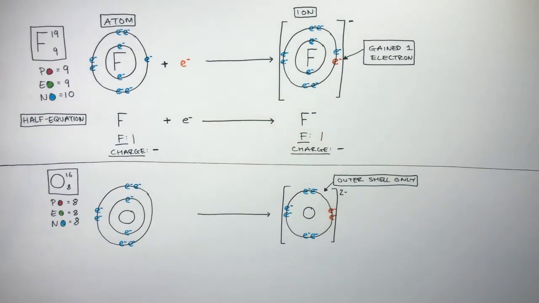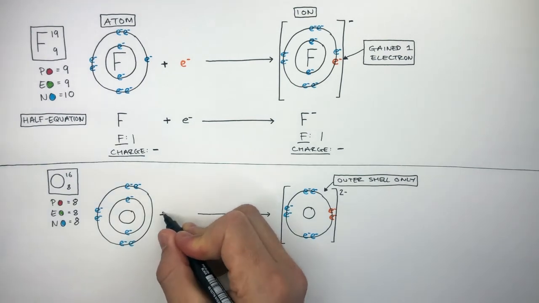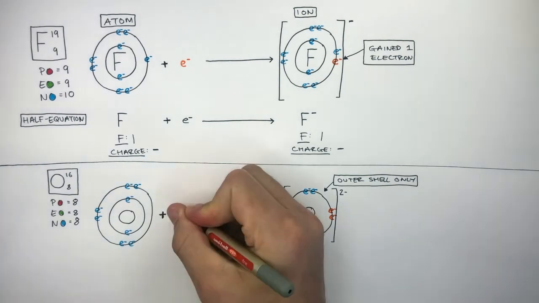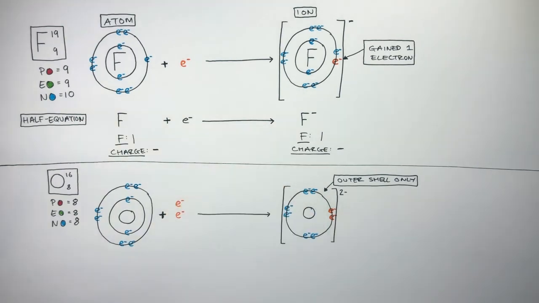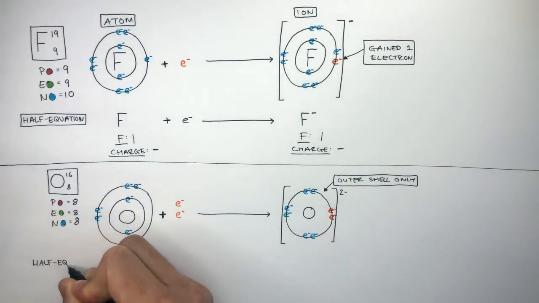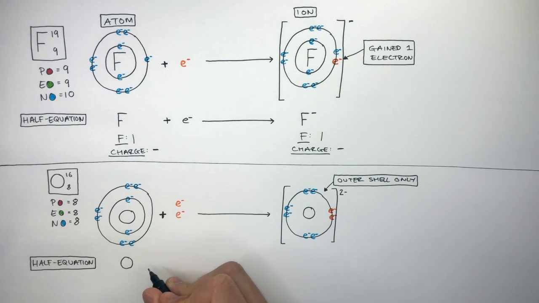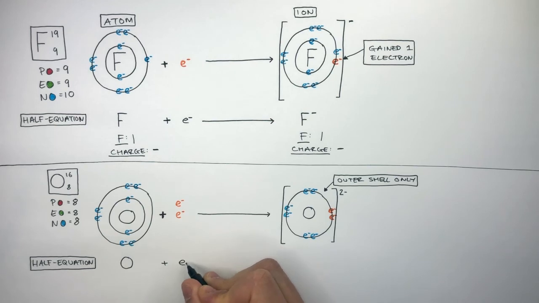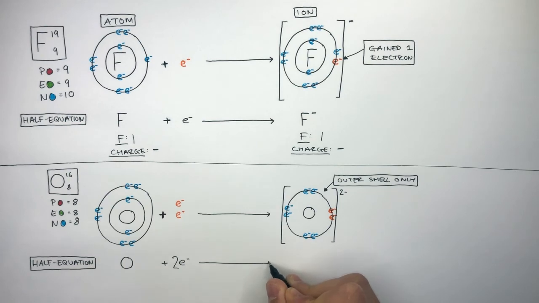As the oxygen atom has gained 2 electrons, we write a plus sign next to the oxygen atom and then 2 electrons to represent the 2 electrons gained. We can show what's happened to the oxygen atom by using a half equation. The O represents the oxygen atom, the plus shows how the oxygen atom has gained electrons represented by the e, and then we write a 2 to show how 2 electrons have been gained, and then the arrow to show something has happened, and then O2- as the charge on the oxide ion is 2-.